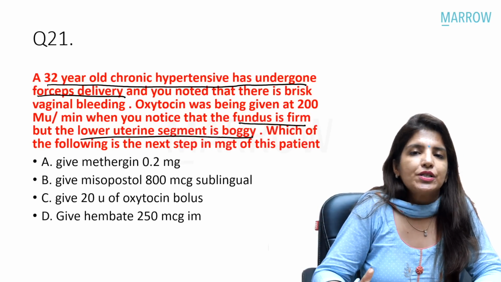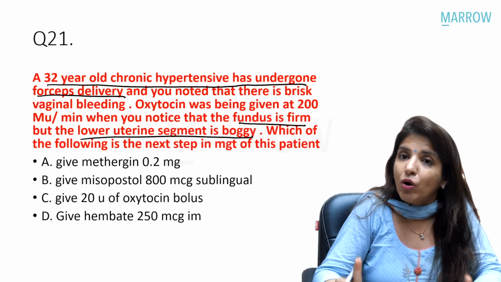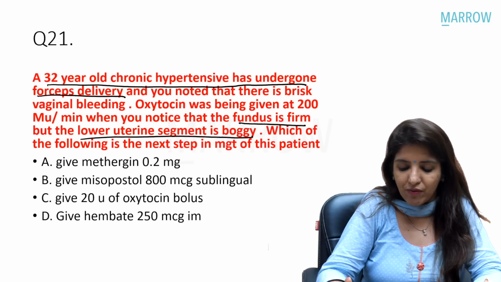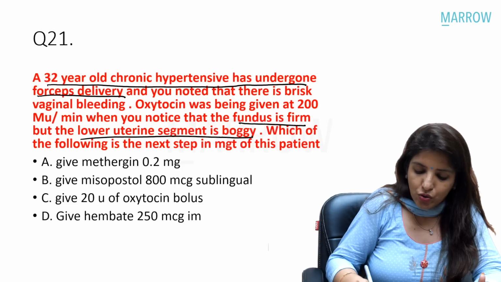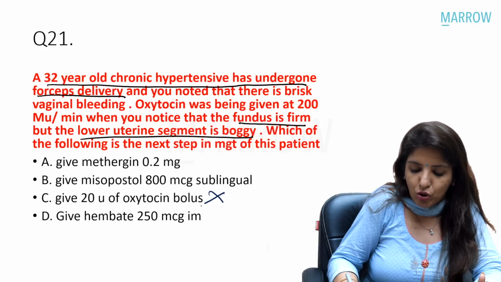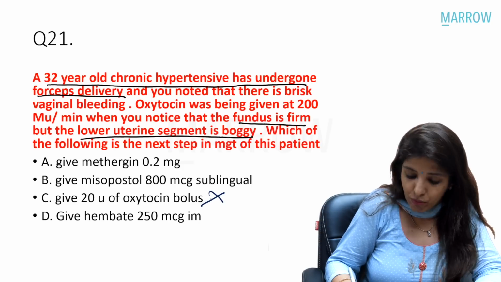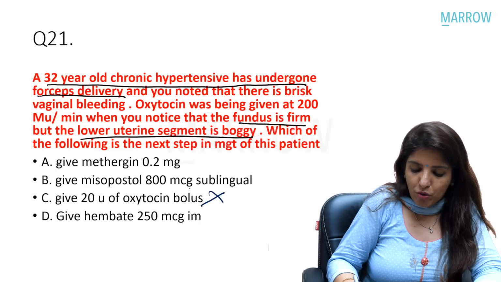So still a patient is continuously bleeding. Now, what is the next step? Is the next step giving Methergin, or are you going to give 20 units of oxytocin bolus? You are never going to give an oxytocin bolus. Or are you going to give Misoprost or Hemabate?